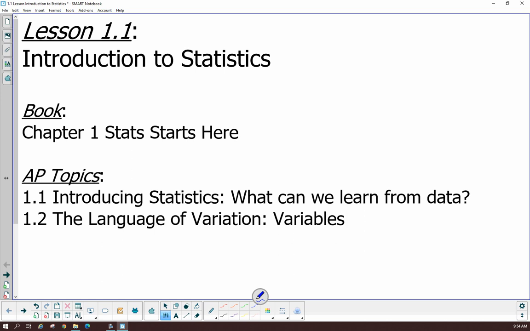Just a real quick note on the structure of lessons. I try to give you a lesson title, tell you where you can find more information in the textbook, which you won't have, but I will put the chapter PDFs onto Canvas, so you'll see the chapter 1 PDF there. And then the associated AP topics that you can refer to on AP Classroom.